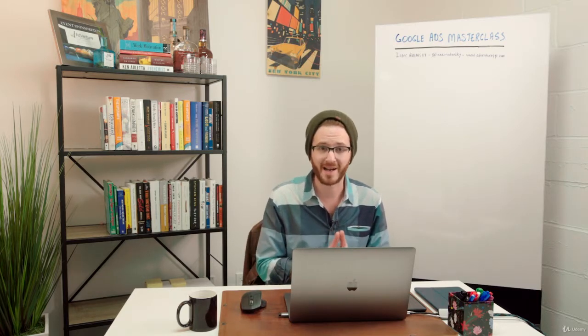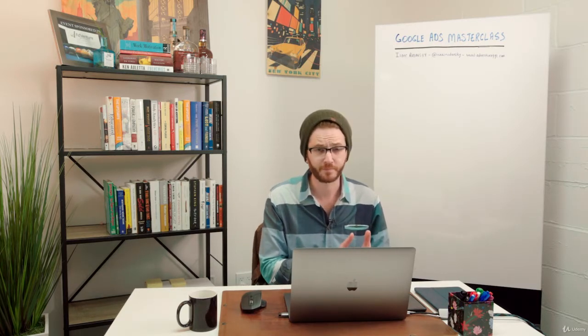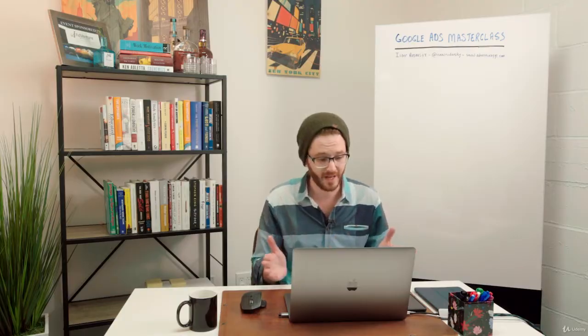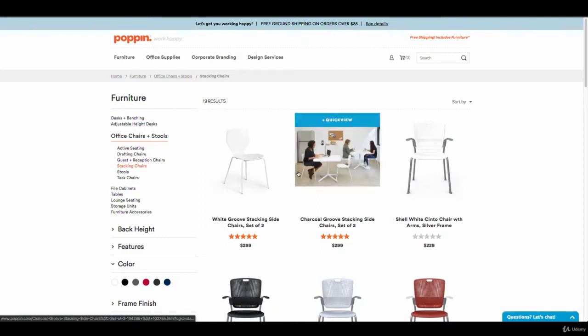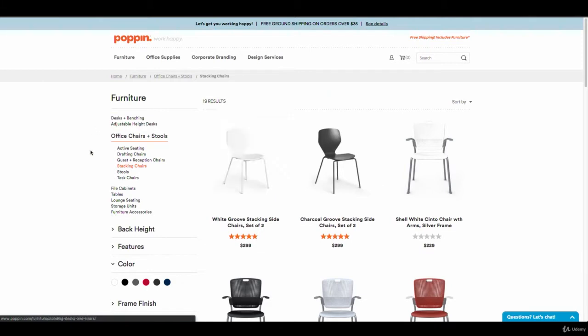So I want to make sure that I could have a separate ad group for each one of these different types of chairs. So I want to have an ad group for task chairs and an ad group for stools. And if that's the case, I'm going to need to have a campaign just for office chairs. It's not enough for me to have a campaign just for furniture. So my first campaign is going to be for office chairs and stools. I'm just going to call it office chairs.